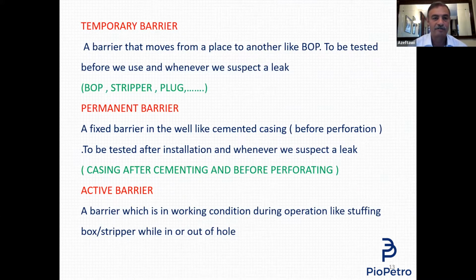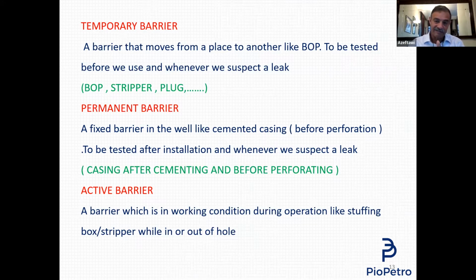Some new terminology now. Temporary barrier, permanent barrier, active barrier. What's the difference between these barriers? A temporary barrier, this is a barrier we use temporarily on location. But then we can take it and use it in another place, another country, another continent. It's like the BOP. The BOP, you move it from a well to another, you take it to the yard, you send it to another country. It's temporary.